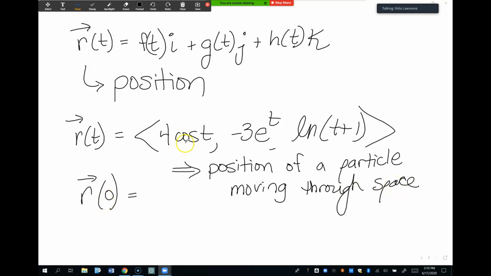So when I plug in 0 for the t's, I get 4 cosine of 0, which is 4. -3 e to the 0 is -3, and I'll get natural log of 1, which is 0. So this is a position. This is telling me at time 0, I am located at the point (4, -3, 0) in space.